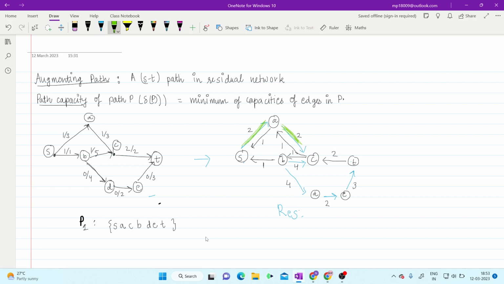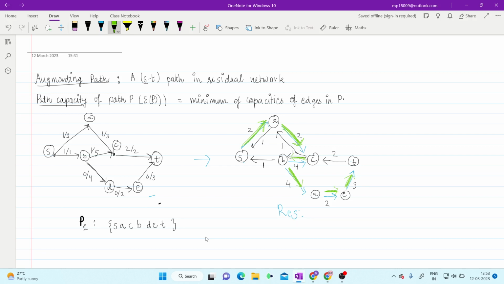So in this case, if this is my residual flow diagram, the augmenting path will be SA, AC, CB, BD, DE, and ET. Any directed path from S to T is the augmenting path. Any path from S to T in the residual network is your augmenting path.